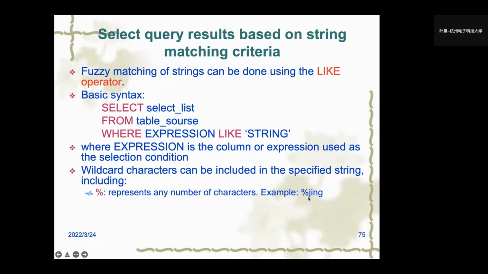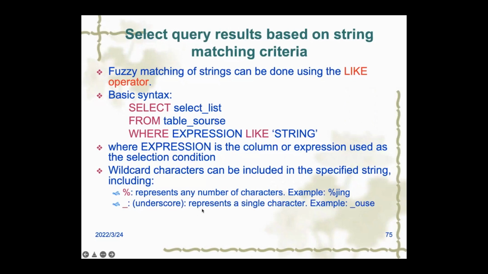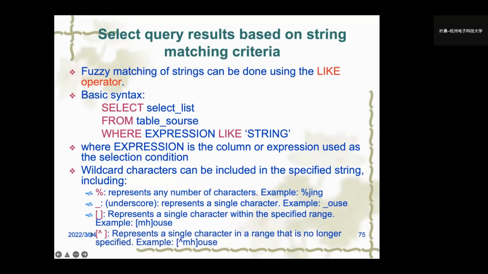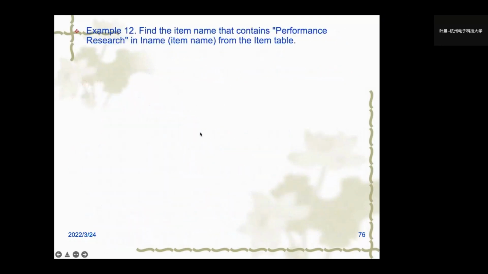We want to search any string which includes GING. We can use the underline to represent a single character. We can also use brackets to represent a single character within a specific range. And we can also use this character to represent a single character in a range that is not specified. For example, like this one. So we also give examples to show how to use this kind of string.